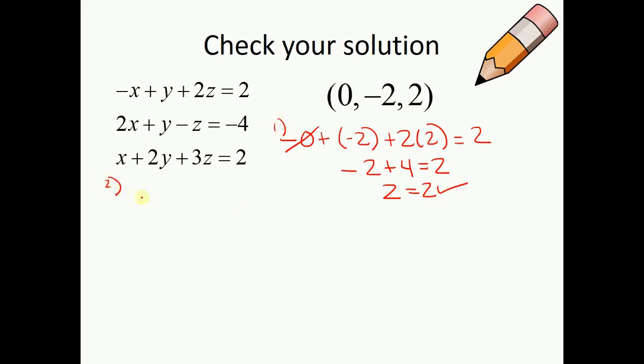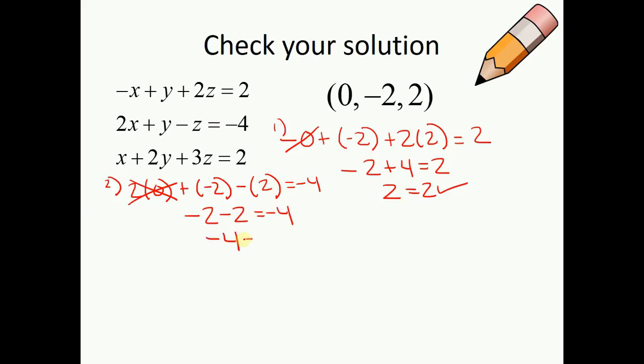First, second. So I got 2 times 0 plus a negative 2 minus a 2 equals negative 4. This is 0, so we're going to cancel that out. I get negative 2 minus 2 equals negative 4, or, of course, negative 4 equals negative 4. Good on number 2. Let's check number 3.